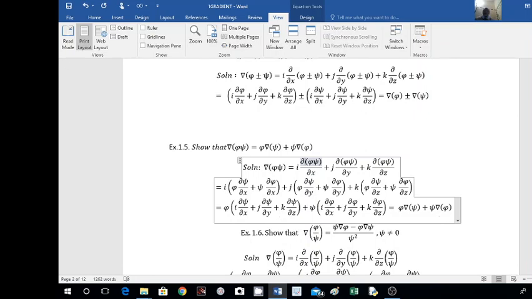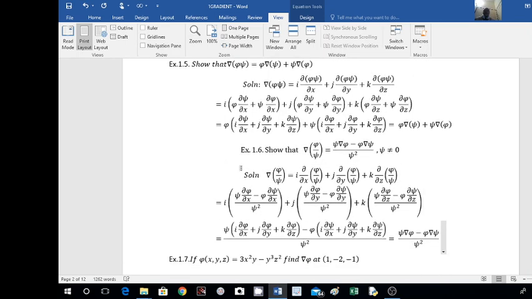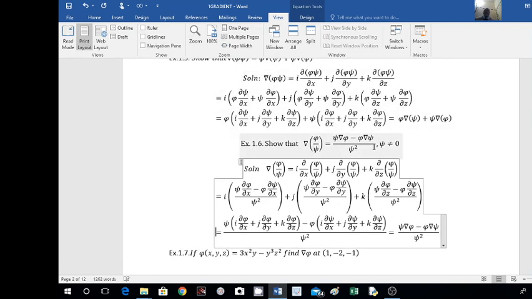Okay. Now we go for the quotient here. Show that ∇(φ/ψ) is equal to, in the denominator, ψ squared, and in the numerator, ψ∇φ minus φ∇ψ. This is also similar to our ordinary differentiation. So consider ∇(φ/ψ) equal to i ∂/∂x of φ/ψ plus j ∂/∂y of φ/ψ plus k ∂/∂z of φ/ψ.